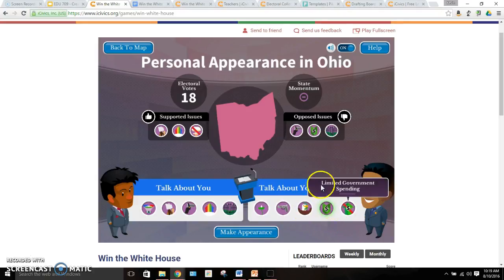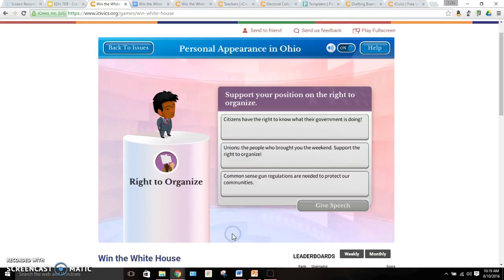So if I click over here, that's one of their negative ones. If I click over here, that's a positive one. We'll try and be positive. We'll go right to organize here. All right.